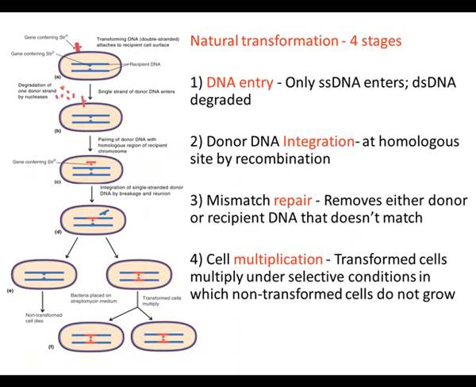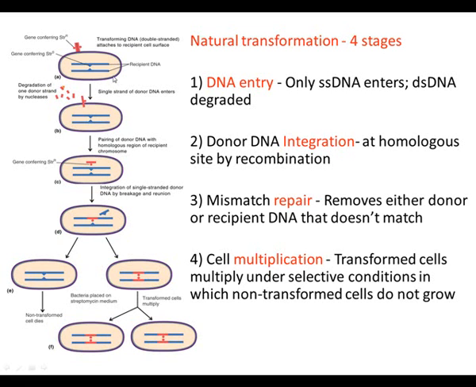So the natural transformation has a number of stages. First the DNA has to bind to the surface. So here's an example. If it was a piece of DNA that could confer streptomycin resistance, it has to get taken up by the bacteria. And the way transformation works in all bacteria is only one strand gets taken up.